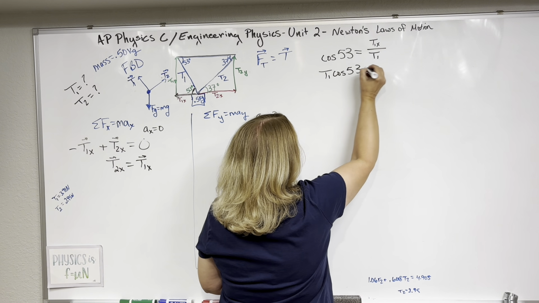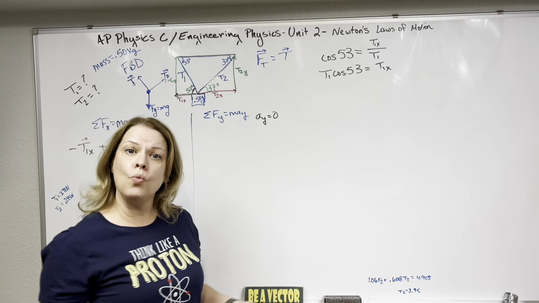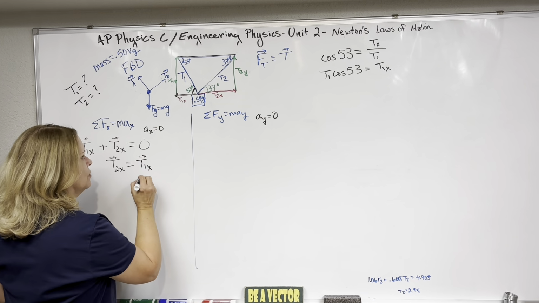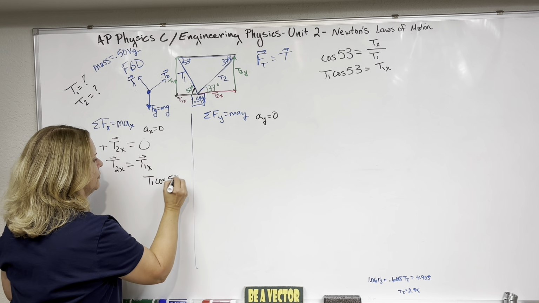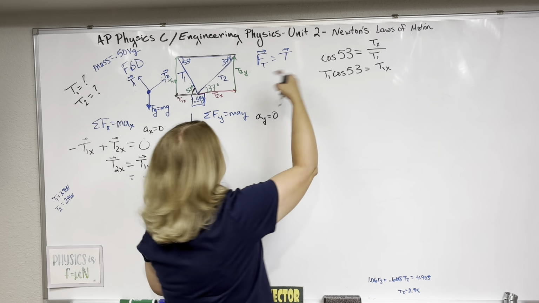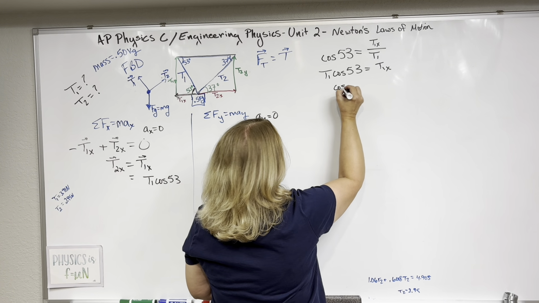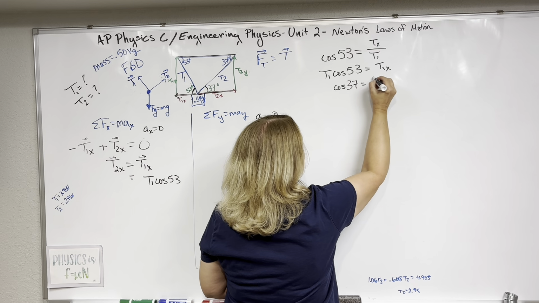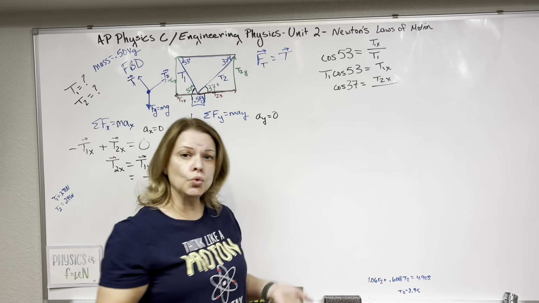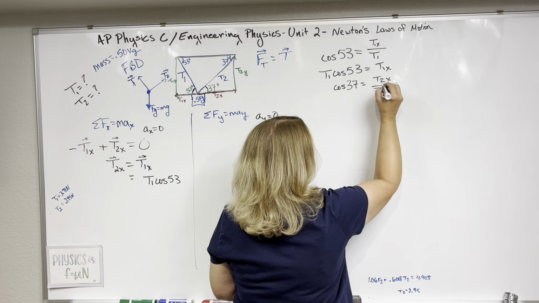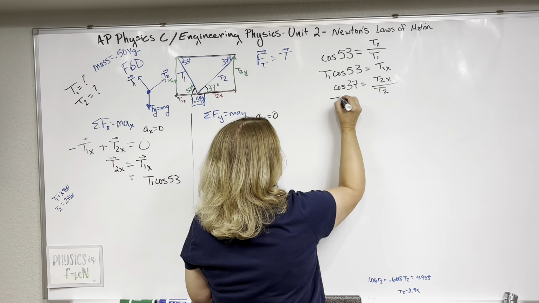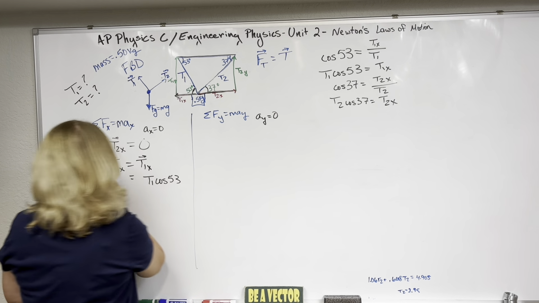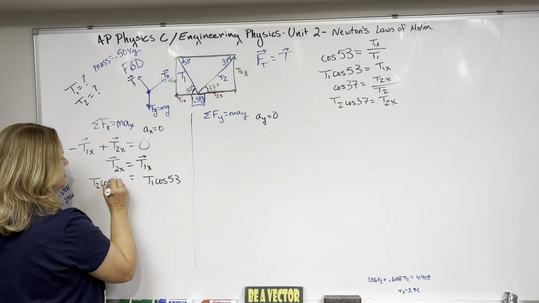I multiply that over, and I get that my tension 1 in the horizontal component is T1 cosine 53. So I'm going to write that in here, T1 cosine of 53. Now I'm going to do the same thing for my tension 2 in the x. That's going to be cosine, it's adjacent to that angle 37. That's going to be this tension 2 horizontal component divided by my total tension 2, that hypotenuse. Multiply that, and we get that my tension 2 in the x is my total tension times cosine of 37.